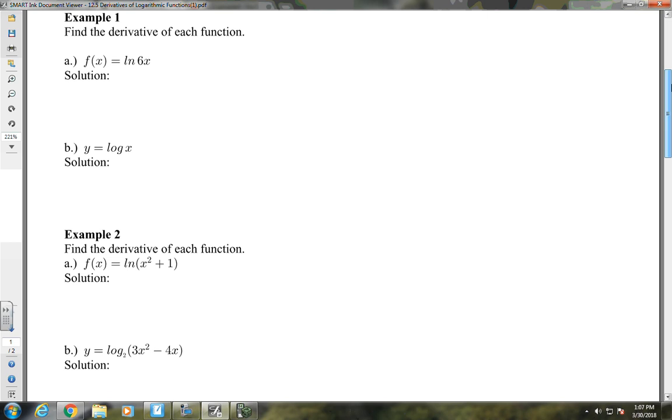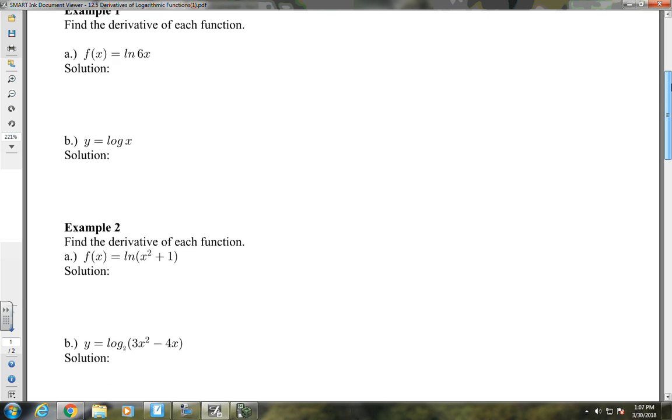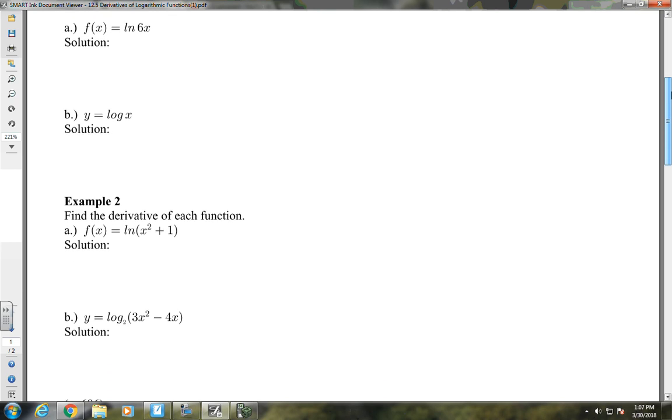In example 1, we are looking at finding the derivative of different logarithmic functions. Our first function is natural log of 6x. Observe that the derivative of natural log of x is 1 over x. So this is the natural log of not just x, but a function of x, or a multiple of x.